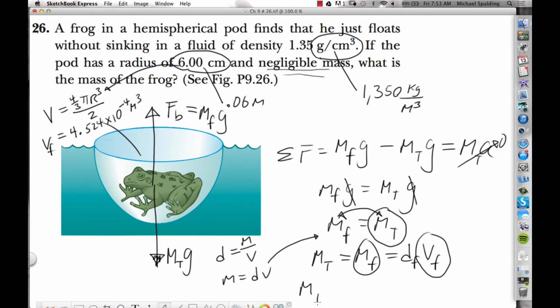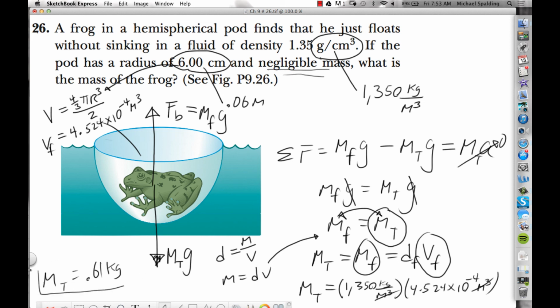So now the mass of the toad is going to be the density of the fluid, 1,350 kilograms per cubic meter, times the volume of the displaced fluid, 4.524 times 10 to the negative 4 cubic meters. The cubic meters cancel, and we get the mass of the toad equal to 0.6 kilograms, 0.61, or 610 grams.